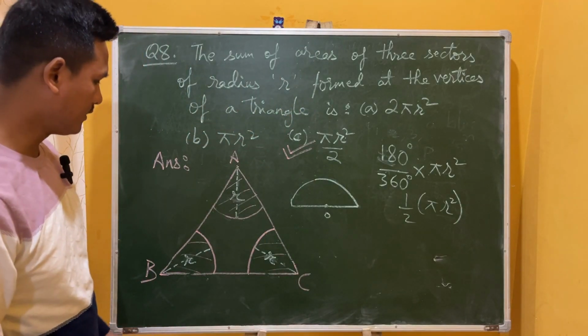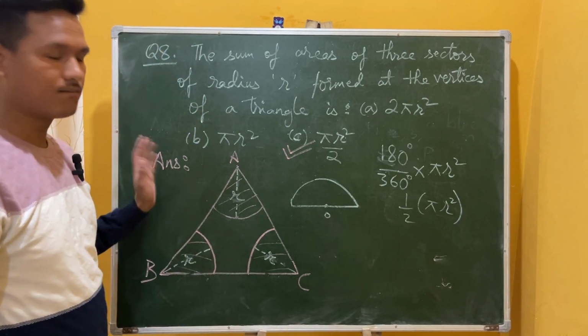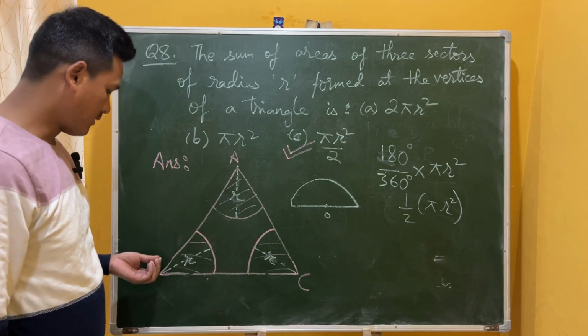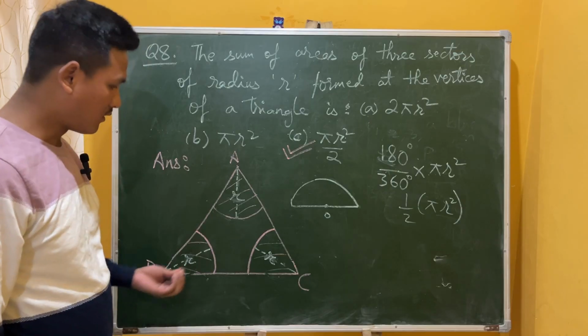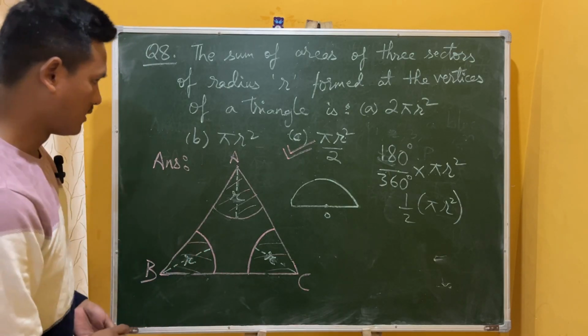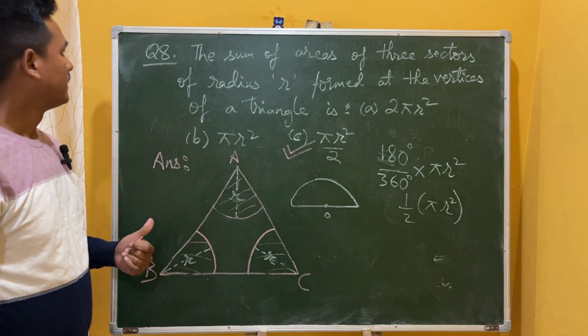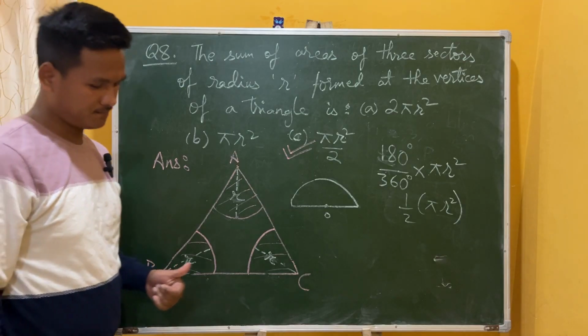So I hope you understood. And this applies for any kind of triangle. It may be a scalene, an isosceles, or an equilateral triangle. Okay. So I hope you like the problem. Next, we move on to another question.